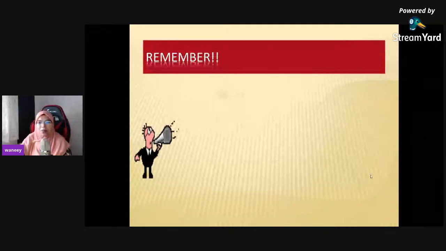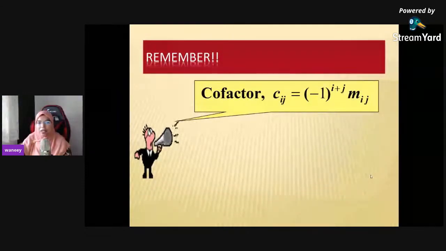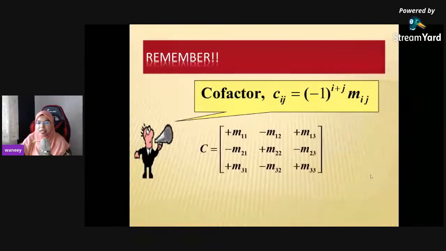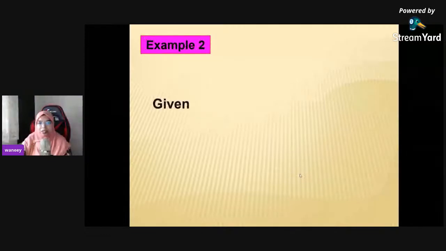Now please do remember the formula for the cofactor: negative 1 to the power of i plus j, times Mij. So it will become positive M11, negative M12, positive M13, negative of M21, positive M22, negative of M23, positive M31, negative M32, positive M33.